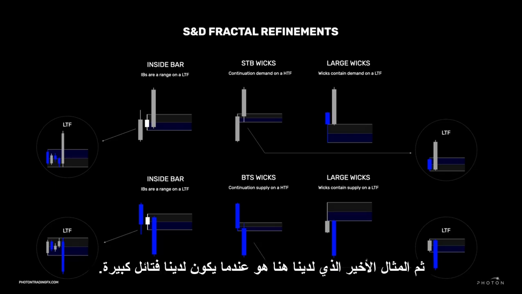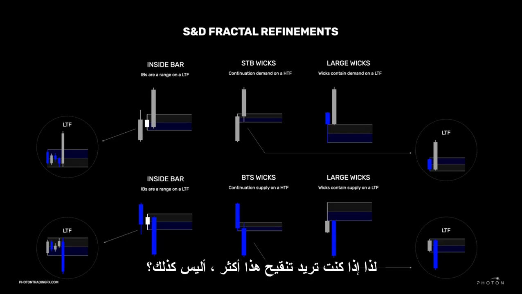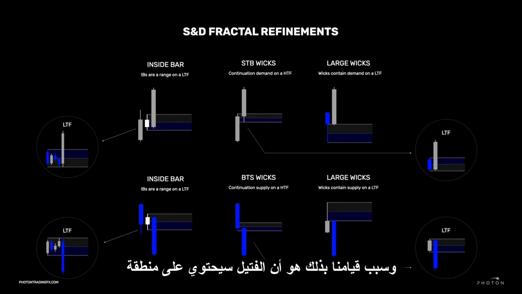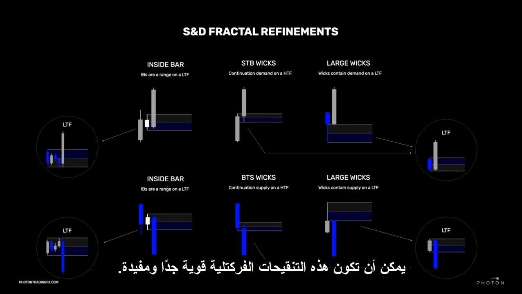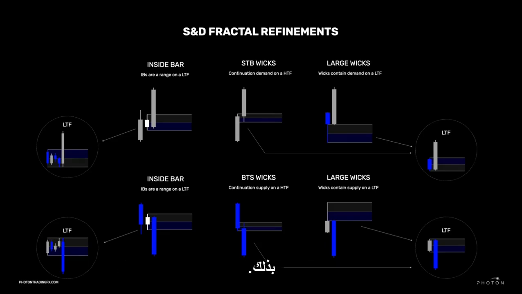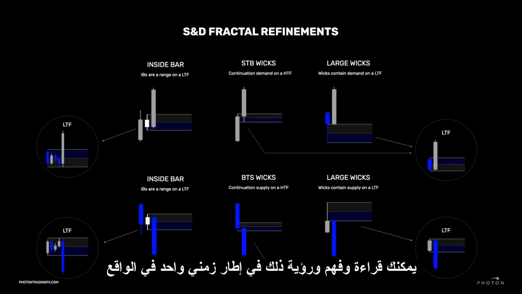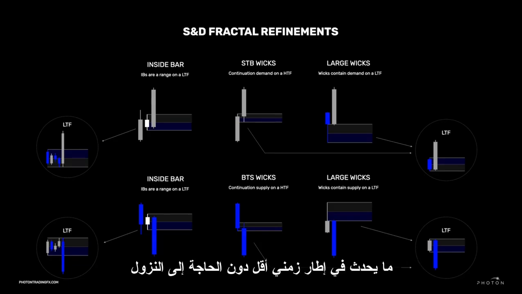And then the final example we have here is when we have large wicks. So if you want to refine this further, because you want to make your zone smaller to increase your accuracy, to increase your reward to risk ratio, then you can simply draw the zone covering only the wick rather than including the body of the candle too. And the reason why we do this is because that wick will contain a zone on a lower time frame. So when we hop on the charts and start drawing supply and demand zones, these fractal refinements can be very powerful and useful, whereby you can really understand and see on one time frame what is happening on a lower time frame without even having to go down and look at it.